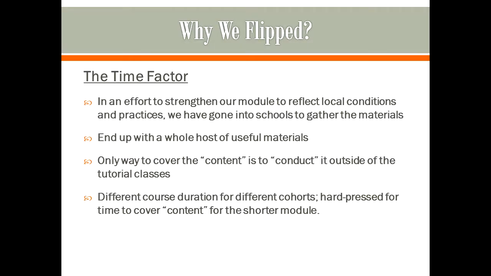Not only do the 3 cohorts have different AUs, but the duration in terms of weeks is also different. For the bachelor, we have 12 weeks. For the diploma, we have 8 weeks. And for the PGDE, we have only 6 weeks. So imagine how we have to do that balancing act from 6 weeks all the way to 12 weeks. That is the time factor.